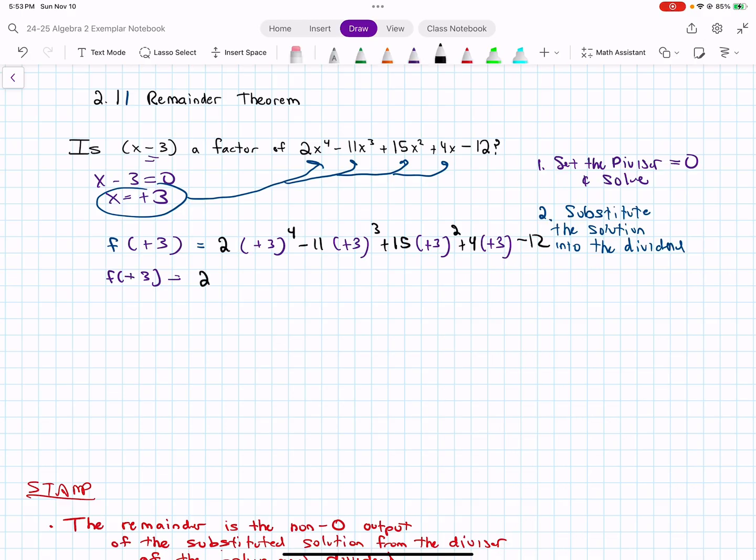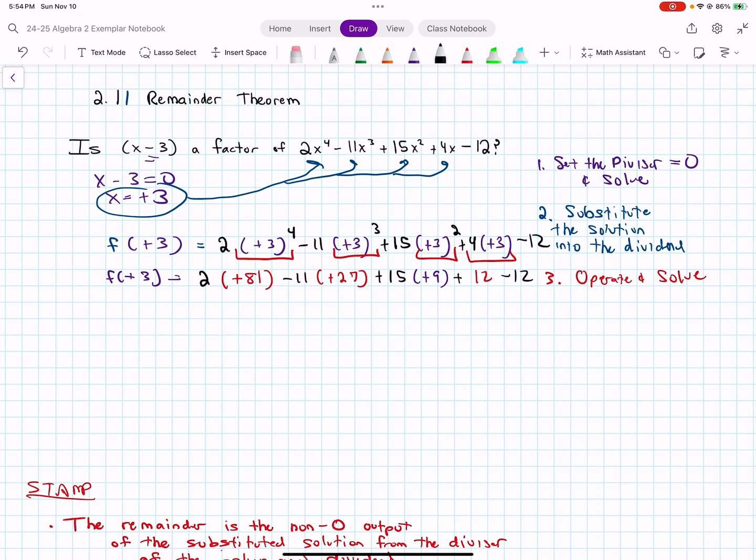And now the third step is to operate and solve. So 3 to the 4th power is positive 81. 3 cubed is going to be 27, so negative 11 times positive 27. 3 squared is 9, so positive 15 times positive 9. Positive 4 times 3, so I'm going to take that, 12, and then minus 12.